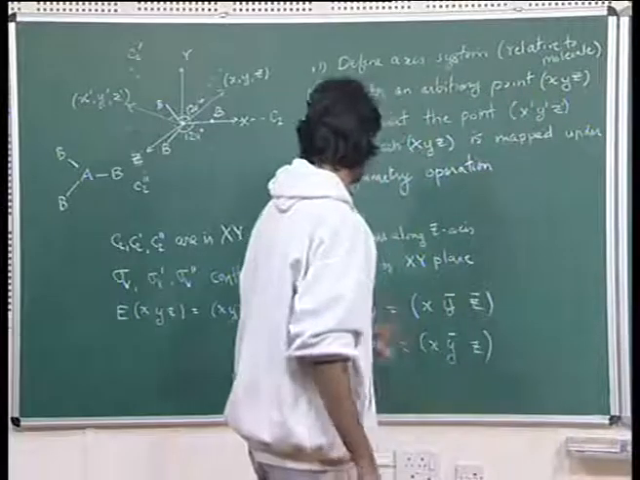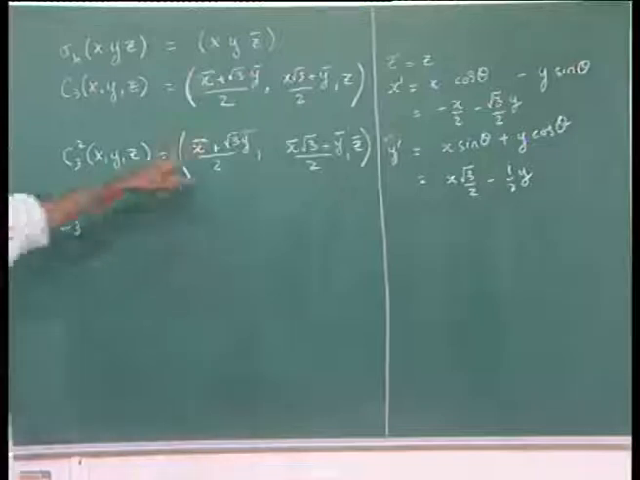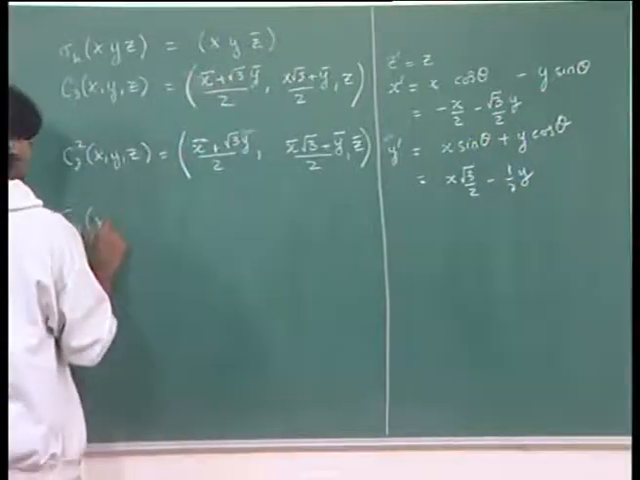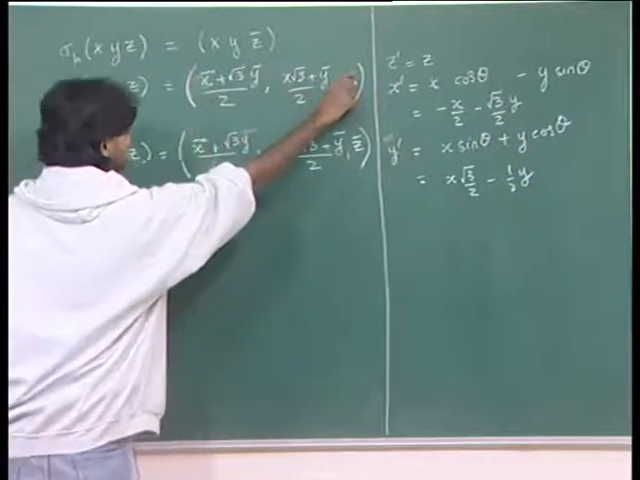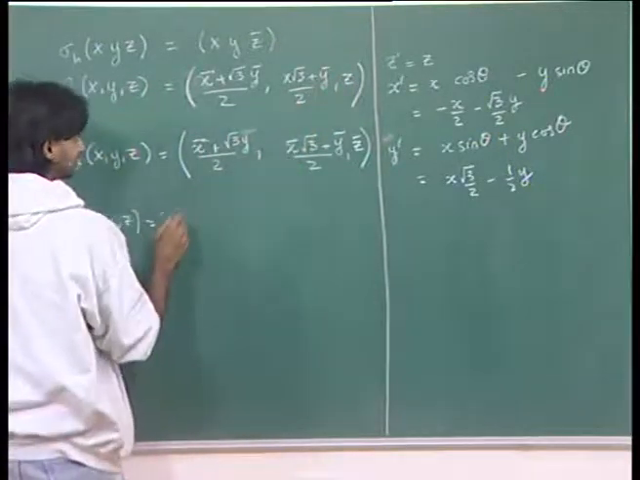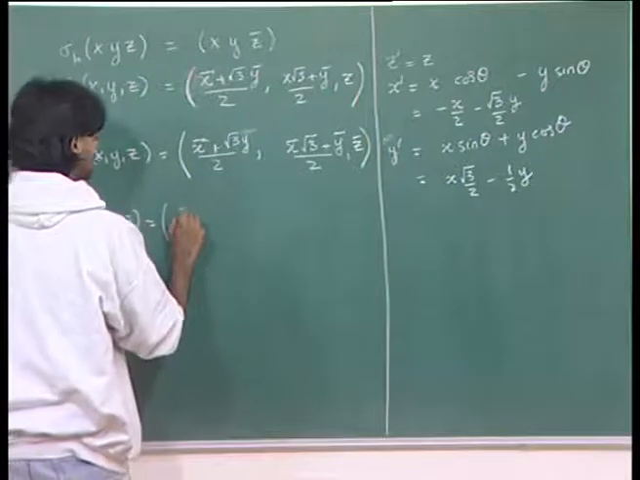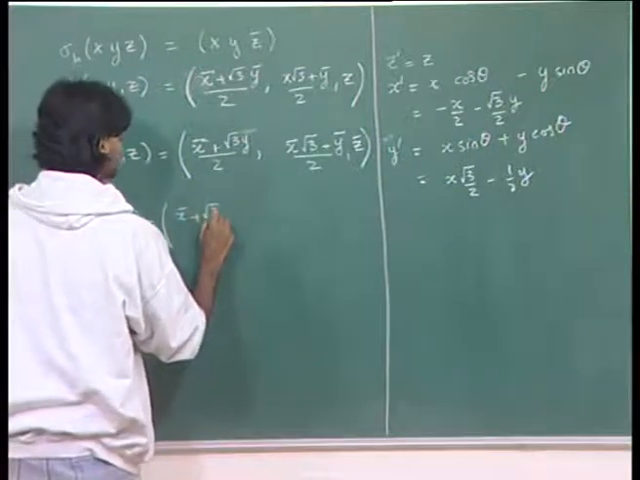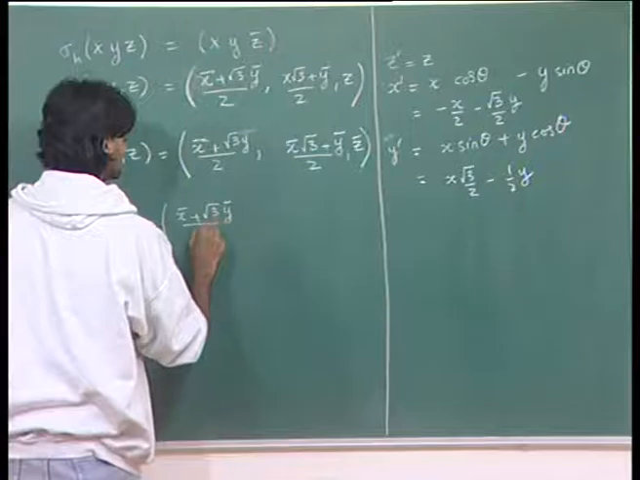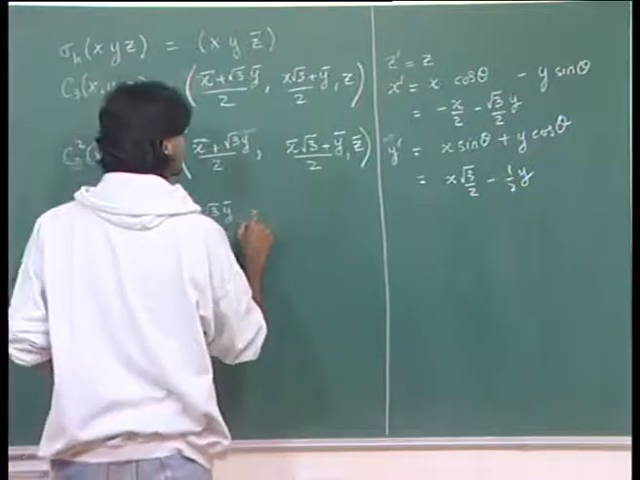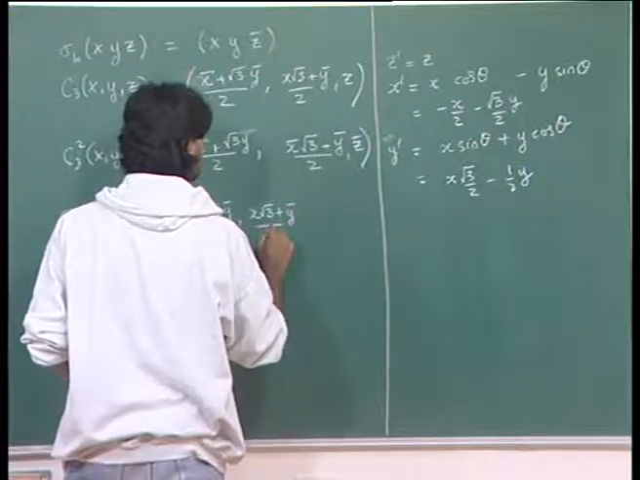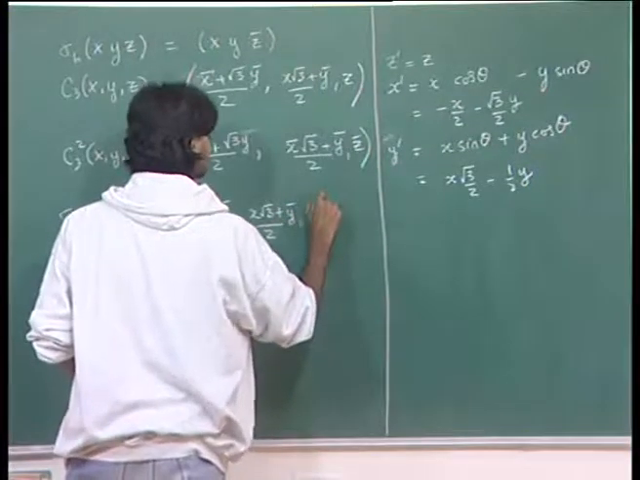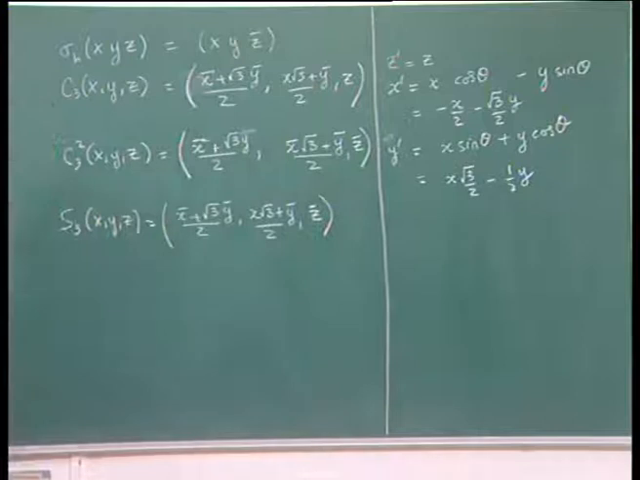Sigma h all it does is change the z coordinate. So S3 of xyz is just this same thing when you change the z coordinate to z bar, x bar plus root 3 y by 2 z bar, that is S3.